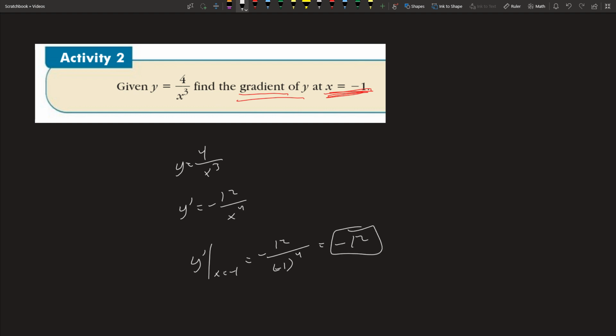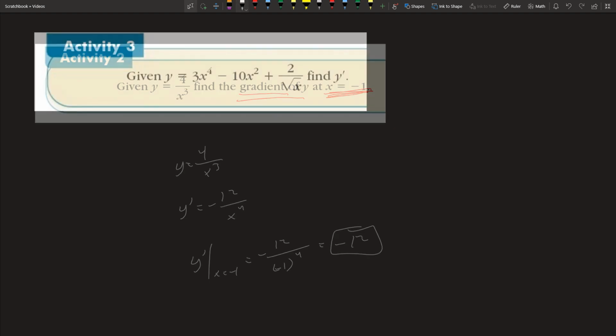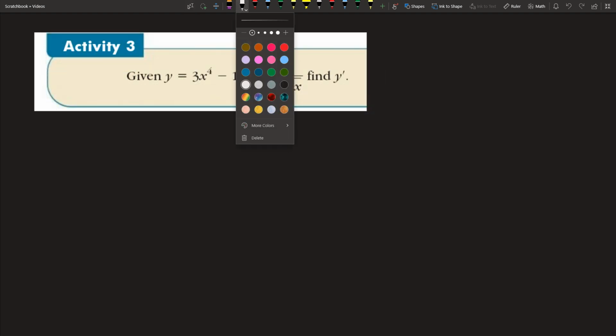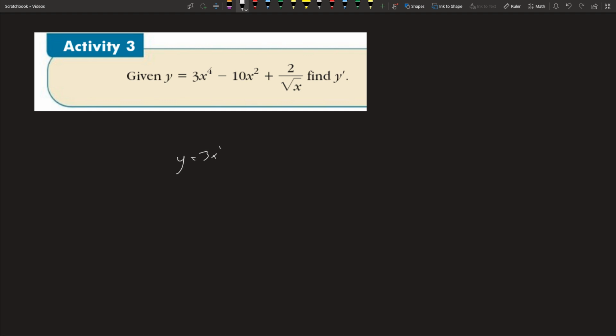So we finished activity 2. Moving on to activity 3. Okay, this one is easy as well. We have y is equal to 3x to the 4 minus 10x squared plus 2 over radical x. That means y prime is equal to 12x cubed minus 20x. Now for 2 over radical x, it's 2 over x to the half, right?